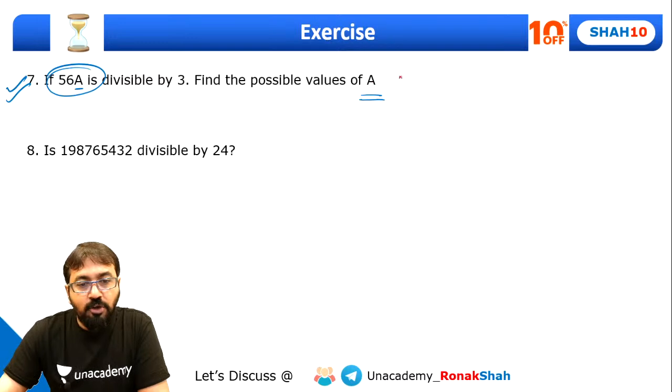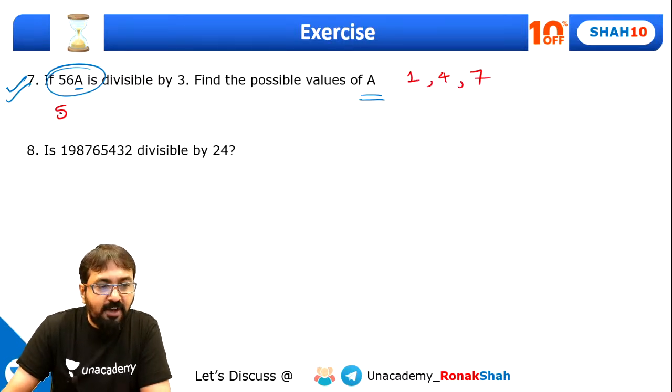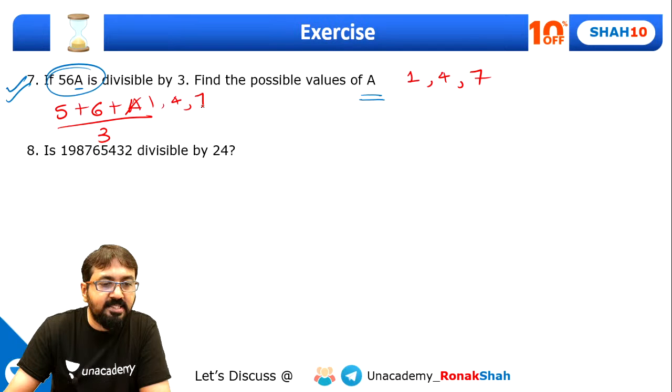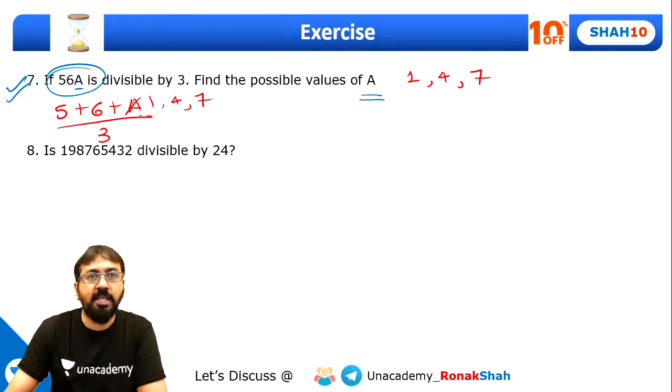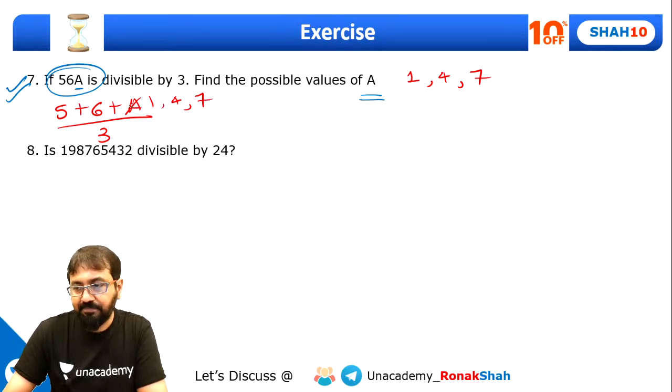तो पॉसिबल वैल्यूज ऑफ A हैं 1 और 4 और 7. देखो 5 प्लस 6 प्लस A शुड बी डिविजिबल बाई 3. सो A की जगह पे 1 रखेंगे या 4 रखेंगे या 7 रखेंगे, अल्टीमेटली दिस समेशन विल बी डिविजिबल बाई 3. हैव यू ऑल अंडरस्टूड दिस?